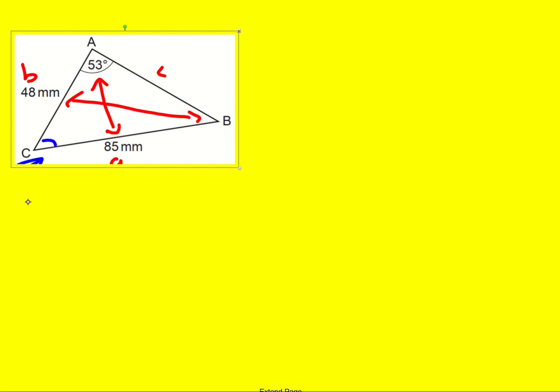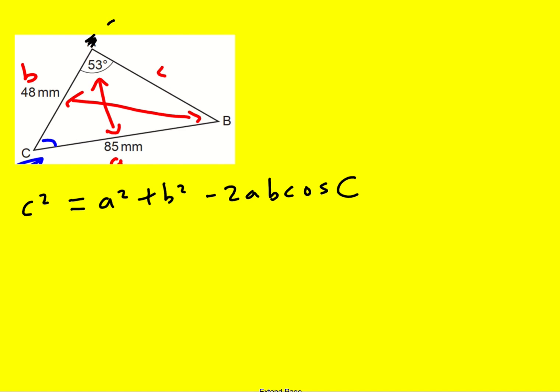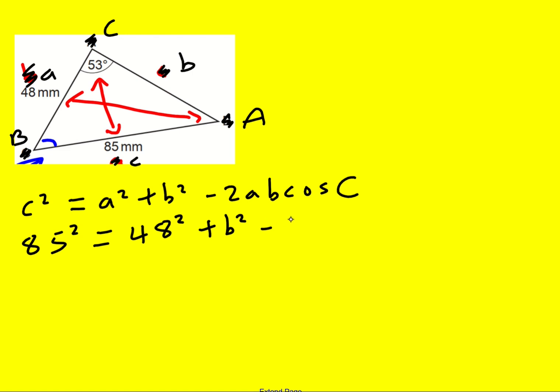So I can instead use the cosine rule and write down that c squared is a squared plus b squared minus 2ab cos capital C. Now I must relabel this. So this is capital C and this is lowercase c. And I'll call the one that I want to find now B, and then this will be A. And that'll be capital A, and that'll be capital B. I'm not actually interested in those. I won't be using those. So I can write down 85 squared is equal to 48 squared, plus B squared, minus 2 times 48 times B times cos 53.